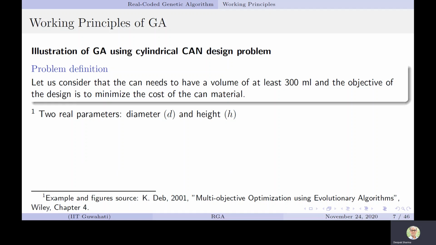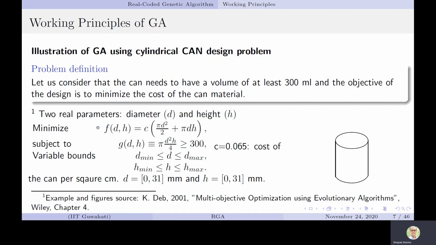So let us take the same example which we have solved earlier, but now this example will be solved using real coded GA. As we understood, we need to design a can which should contain at least 200 milliliters of water, and the objective function is to minimize the cost of the material. As we remember, diameter and height were the variables. So we can write our objective function as the surface area multiplied by the factor C, which is cost. Then we have a volume which should be greater than 300, and then diameter and height. Again, we are taking diameter and height between 0 to 31, but they will take real numbers.